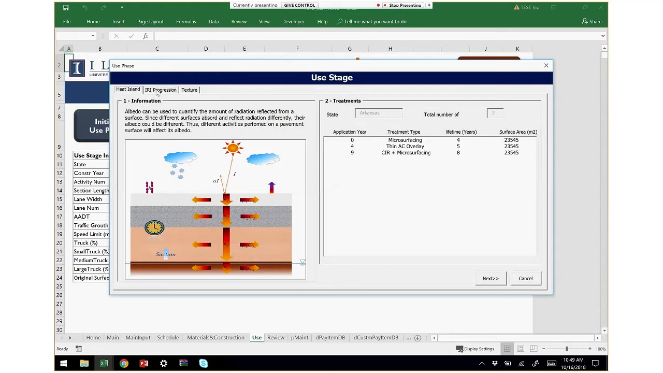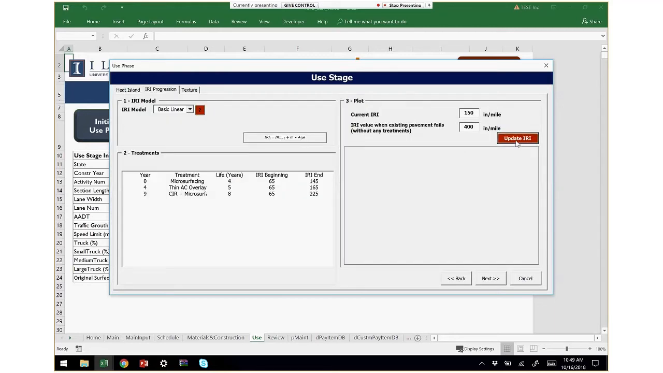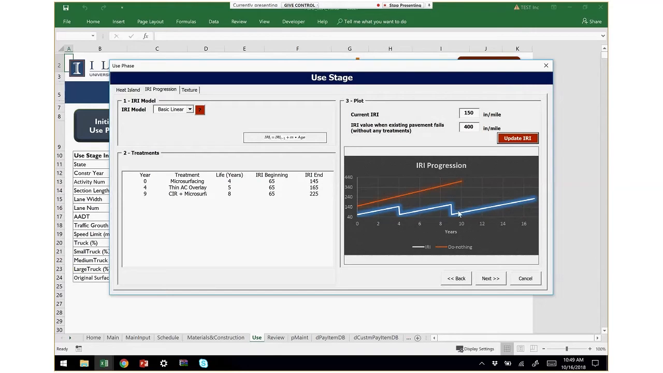And the next one is the IRI progression. We have the IRI progression of the selected treatment in here. And we have also a hypothetical do-nothing case, in case you want to compare how much you're saving if you don't do anything in this section. And this is based on the roughness impact.